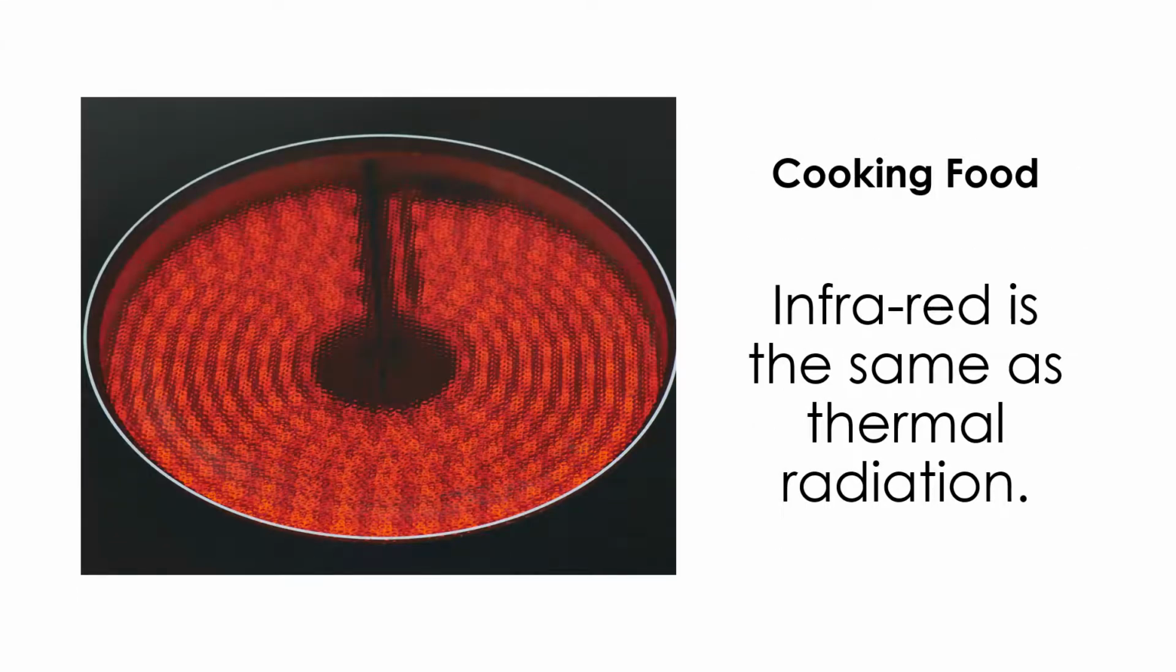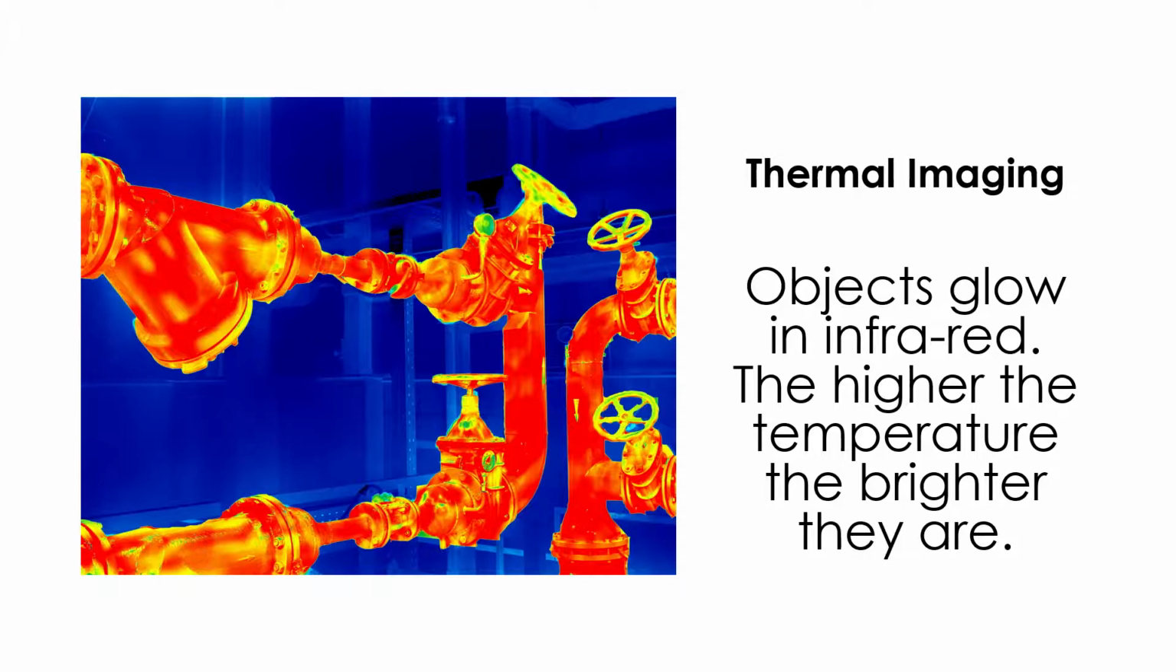So some of the applications of infrared: since we know it's used for heating, we can use it to cook food. We can use it for something called thermal imaging. So the hotter an object is, the more infrared light it gives off. So here you can see some extremely hot pipes surrounded by a cold environment.